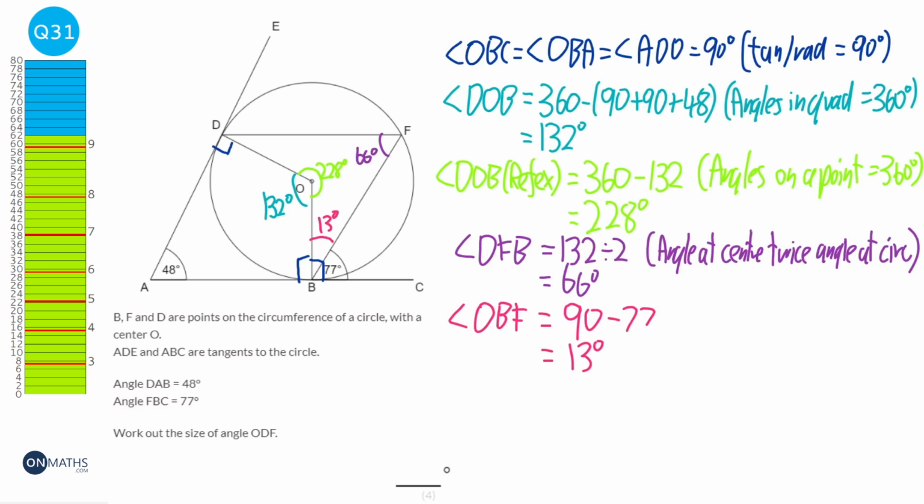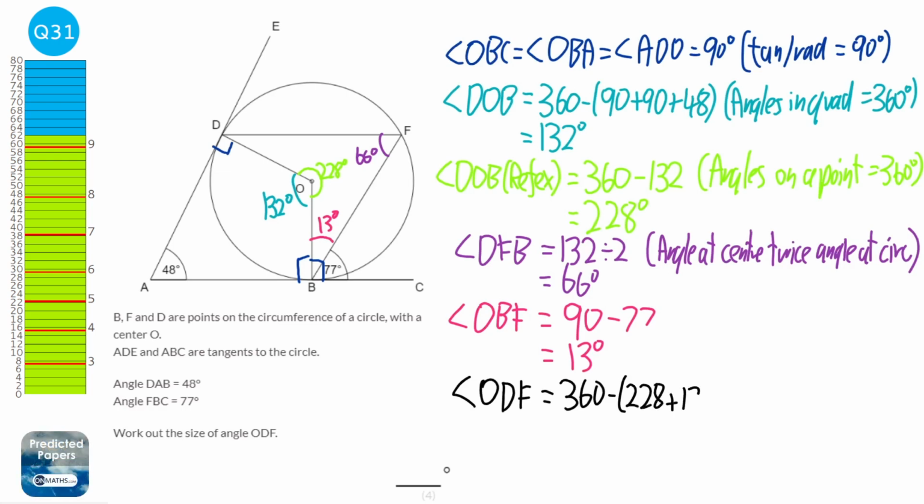And the final thing really here is that we've got a quadrilateral here, kind of arrowhead. And we've got 3 of the angles, 1, 2, 3. And we're looking for the third one. So angle ODF is going to be 360, take away all the angles that we know. So the 228, the 13, and the 66.